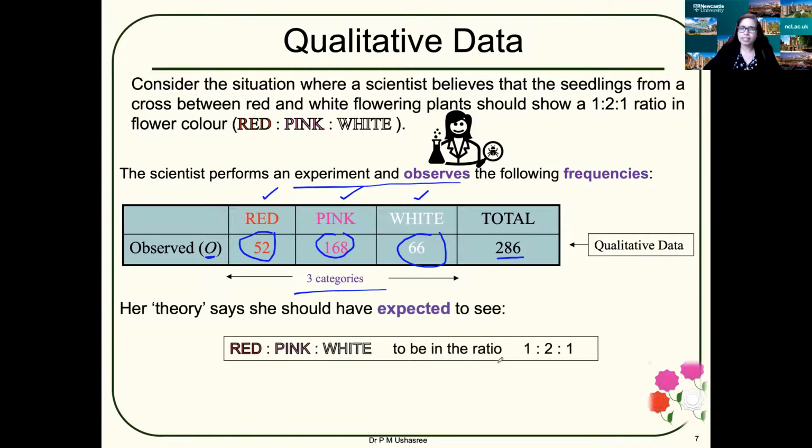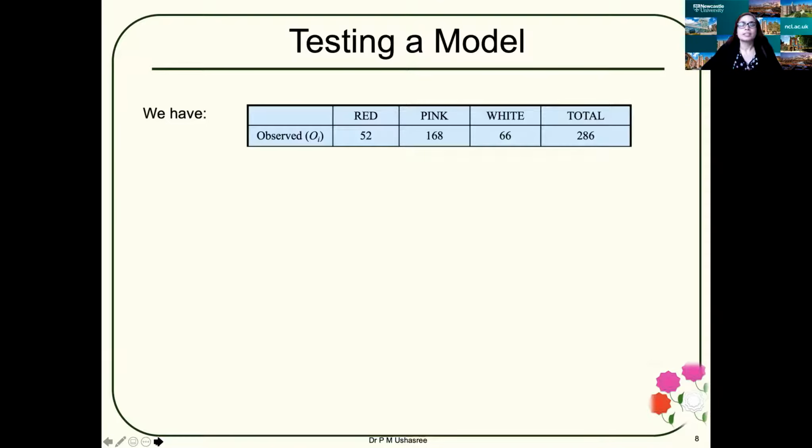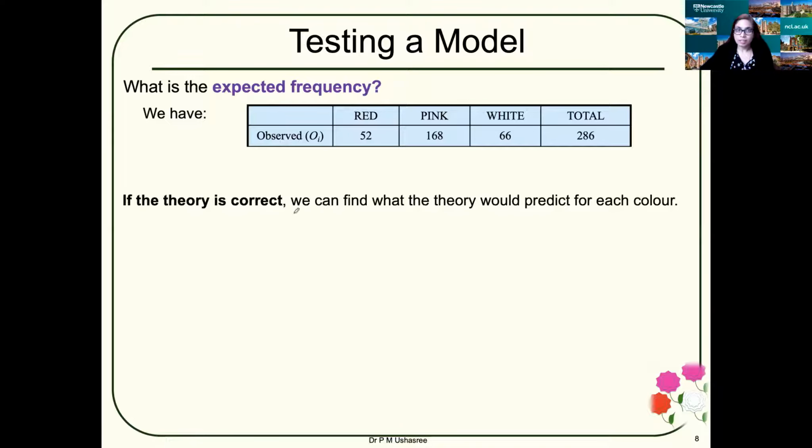Now, her theory says that she should expect a 1:2:1 ratio of these colored flowers. How is she going to test whether her theory, her model, and her experimental data agree with each other? How does the model fit the experimental data? How can she test her theory is correct? So for that, she has to calculate the expected frequency using the ratio 1:2:1. What is the expected frequency of these flowers? If the theory is correct, we can find what the theory would predict for each color.